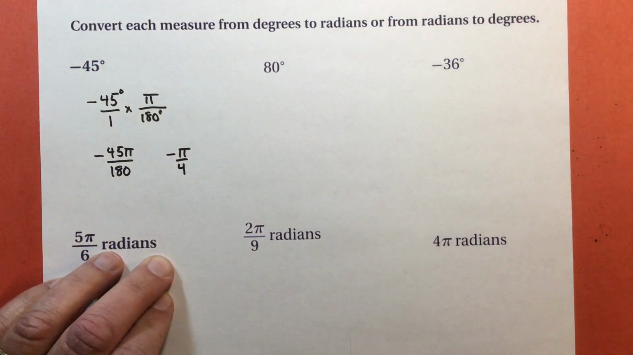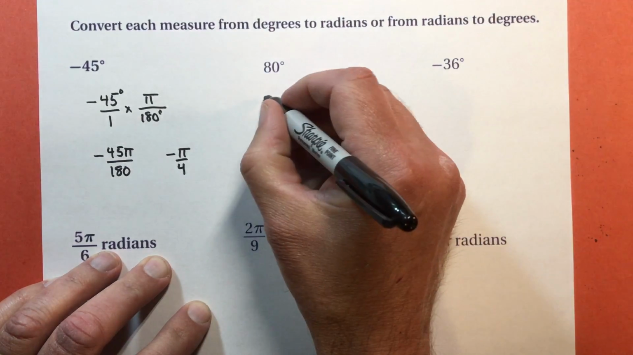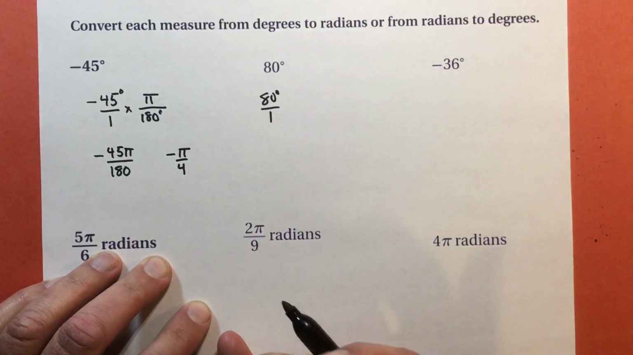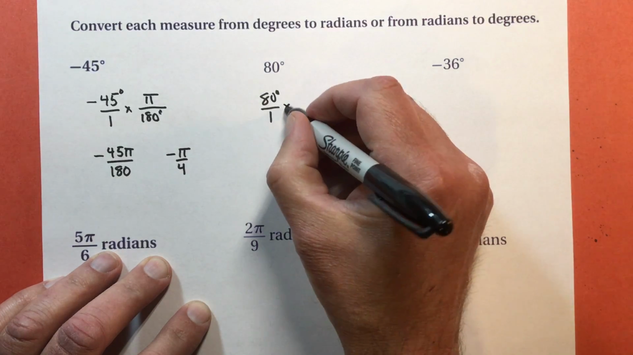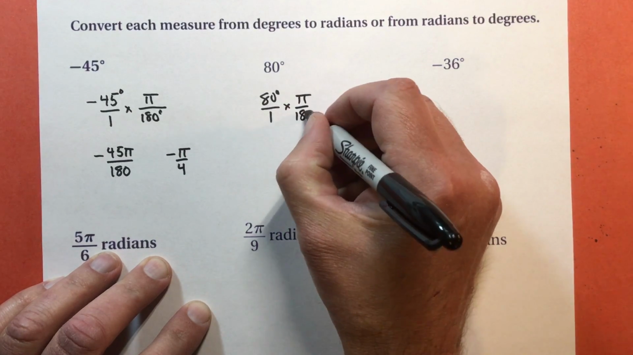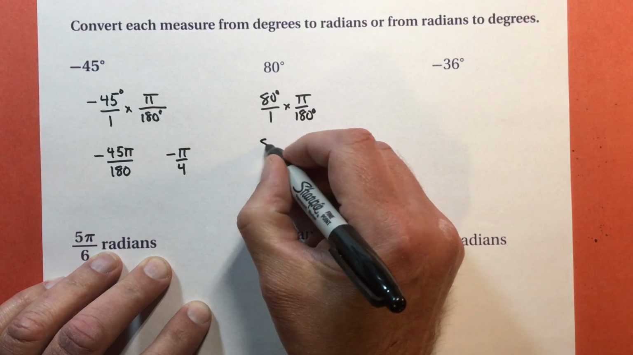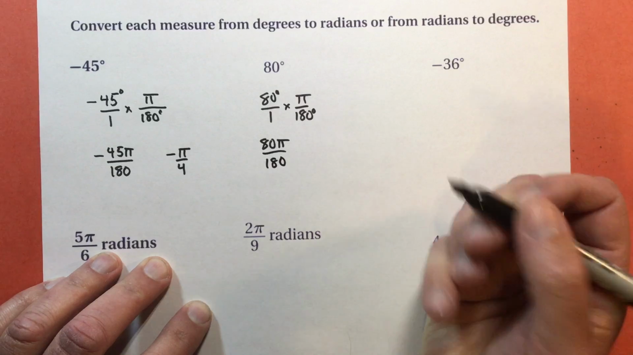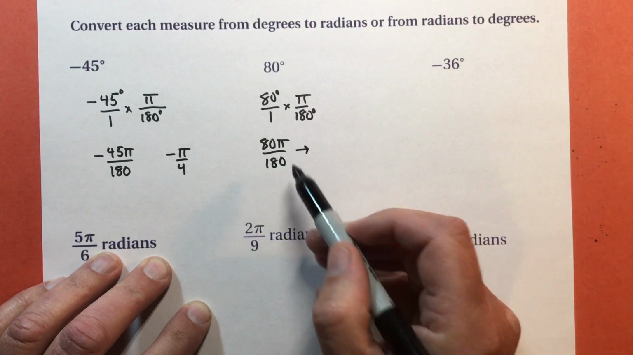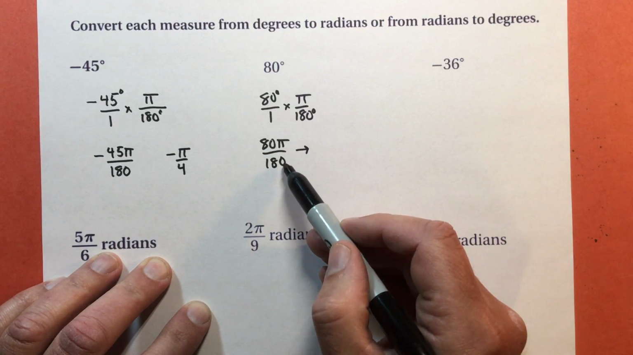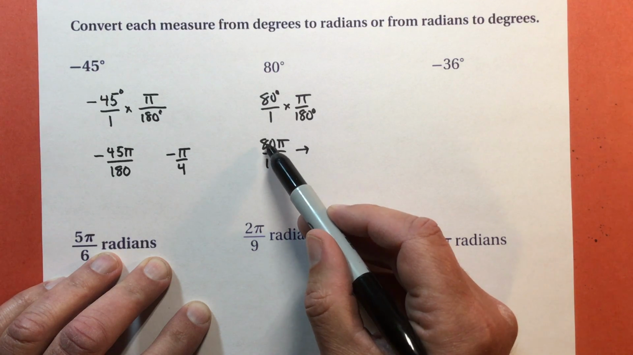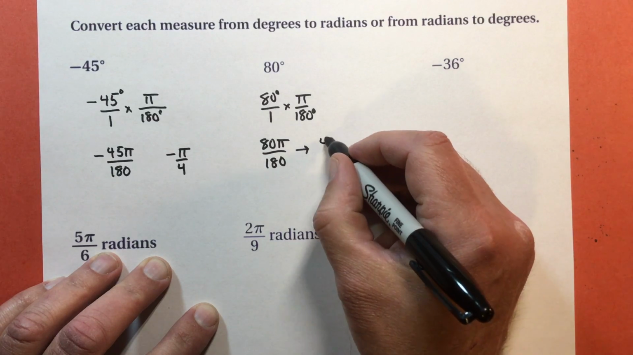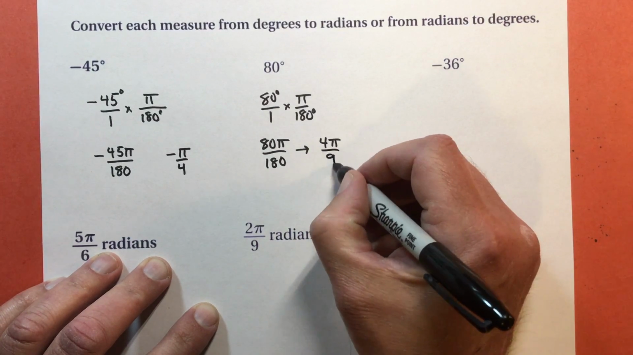Let's try 80. Same idea, 80, we'll put it over 1. I sometimes don't even put it over 1. You don't have to. Times pi over 180. This is 80 pi over 180. And what's going to reduce? Obviously, I'm going to have a factor of 10 that's going to reduce, and I'm also going to have a factor of 2. So I get 4 pi over 9.